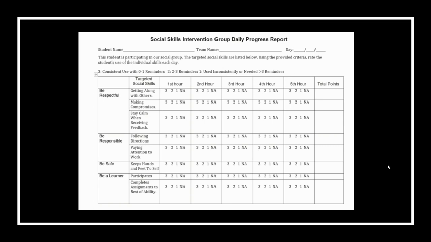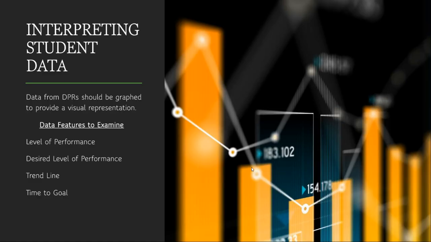are looking for. Then in this last column, they are going to total up the points. And so this is an example of that daily progress report. So again, remember that this daily progress report is going to serve as the primary method used to collect student data and monitor their progress in that intervention.